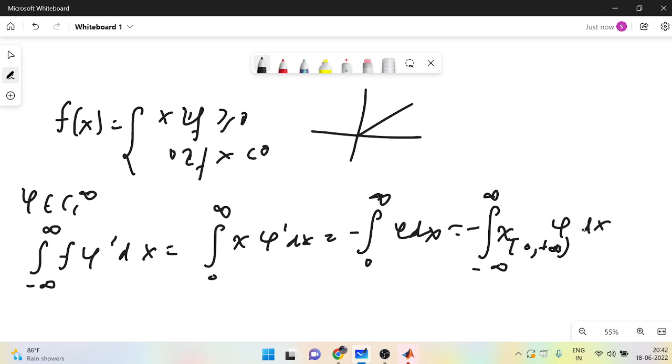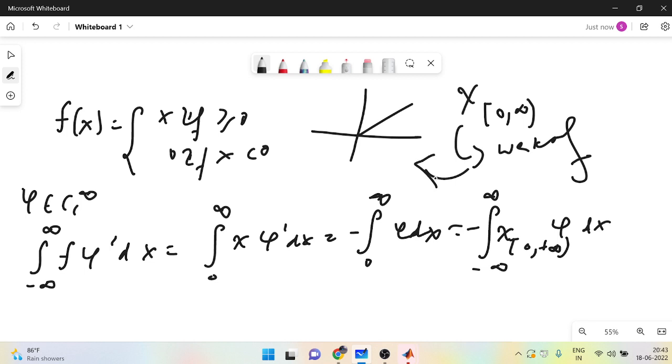So now what does this mean? This means that χ_[0,∞) is the weak derivative of this particular function.